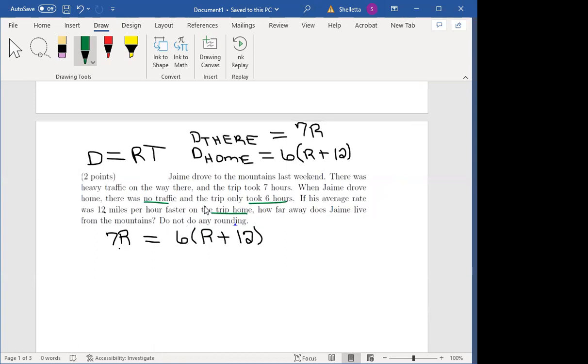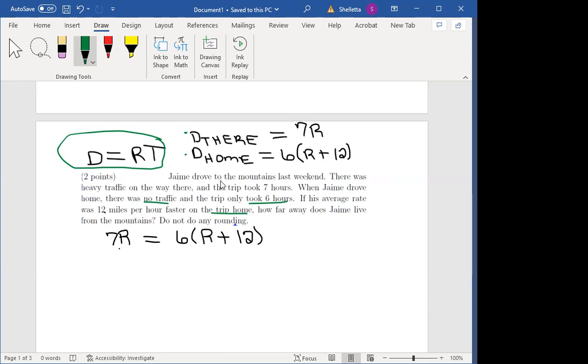So we want to look at our distance formula. Remember, distance is equal to rate times time. So we wrote 2 equations, one for the distance there. And remember, the distance there, he traveled for 7 hours. We don't know how fast he was going, so we used R to represent the rate for the trip there.